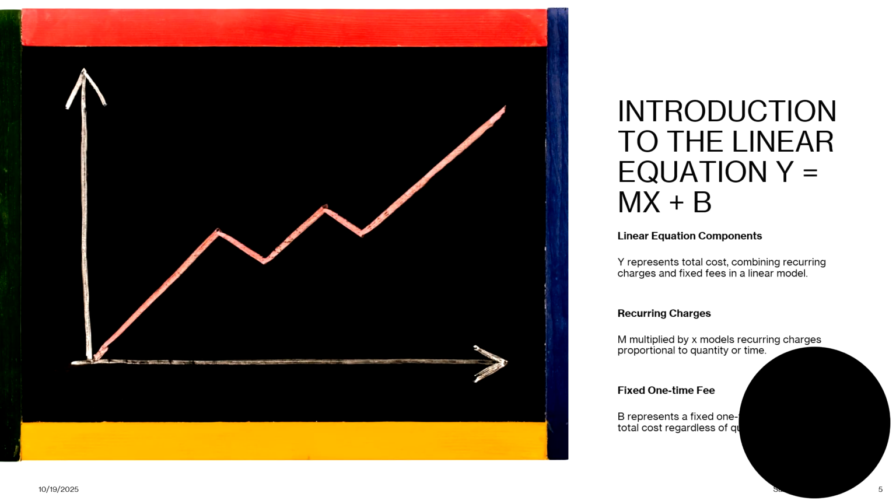The equation y equals mx plus b represents the total cost as recurring charges m multiplied by the quantity or time period x, plus a fixed one-time fee b. The linear relationship is widely used to model costs.